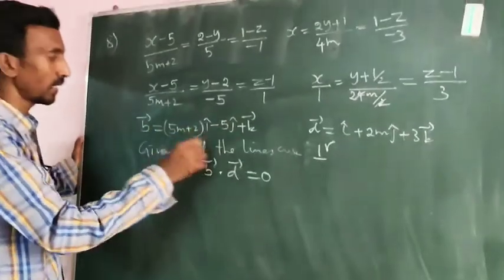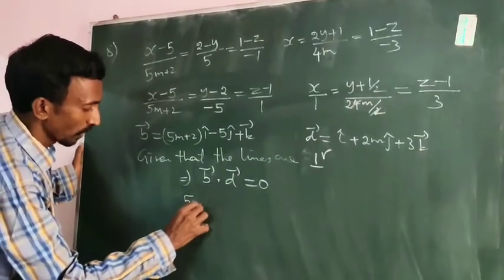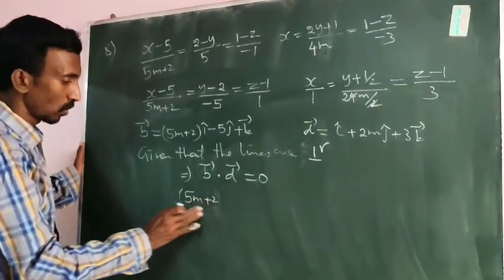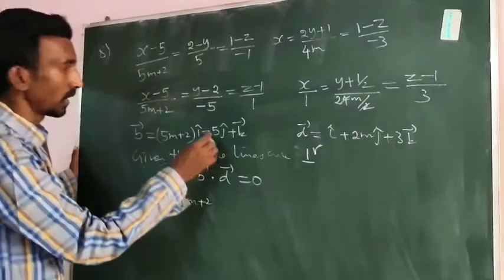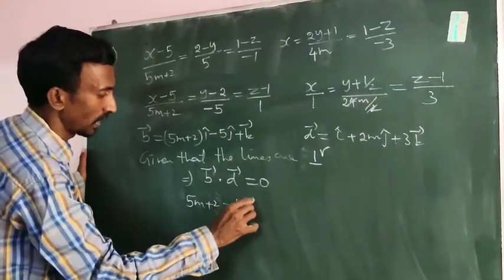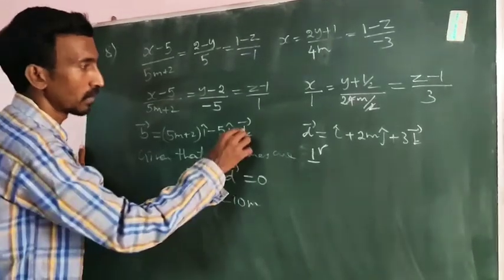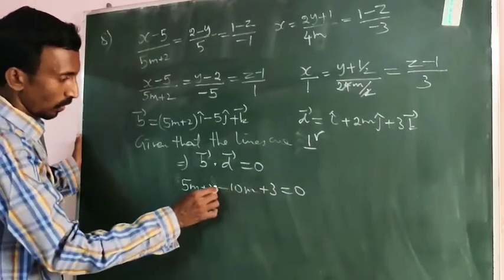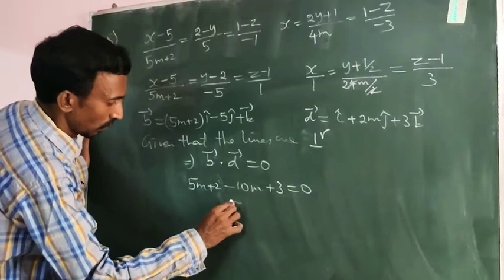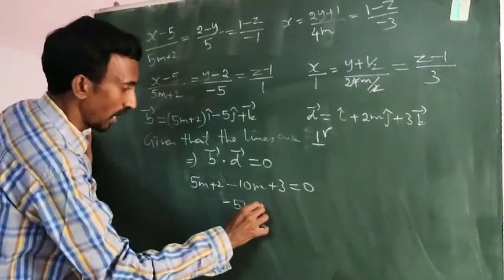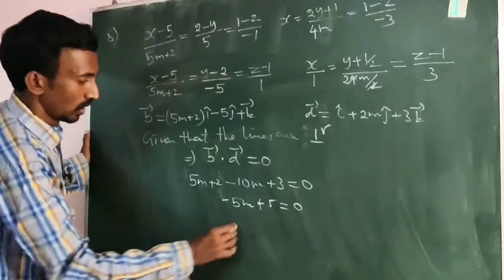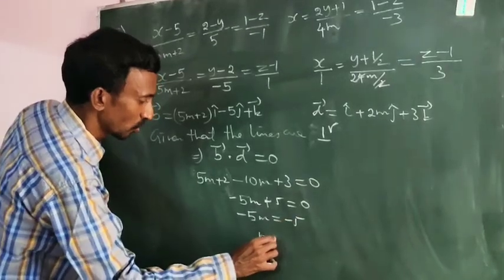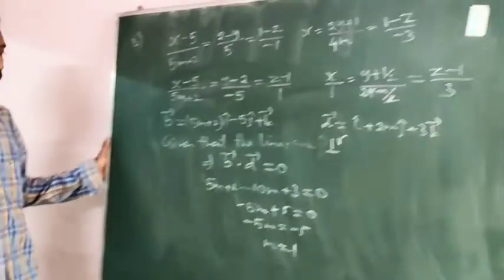So what is their dot product? First one, (5m plus 2) into 1, so 5m plus 2. Next, 2m into minus 5, so minus 10m. Last one, plus 3, equal to 0. So what is that? Minus 5m plus 5 equal to 0. So minus 5m equal to minus 5, so m equal to 1. That is the required answer.